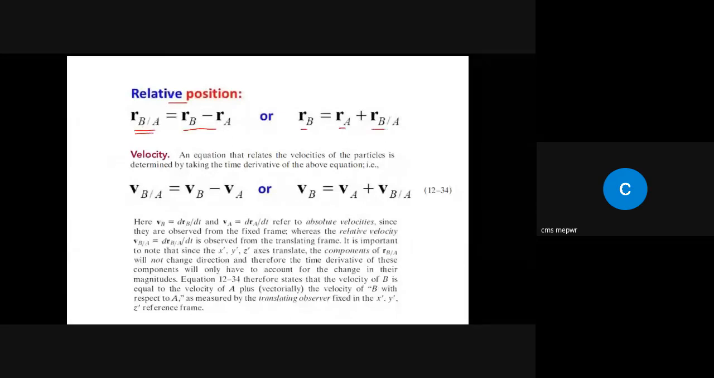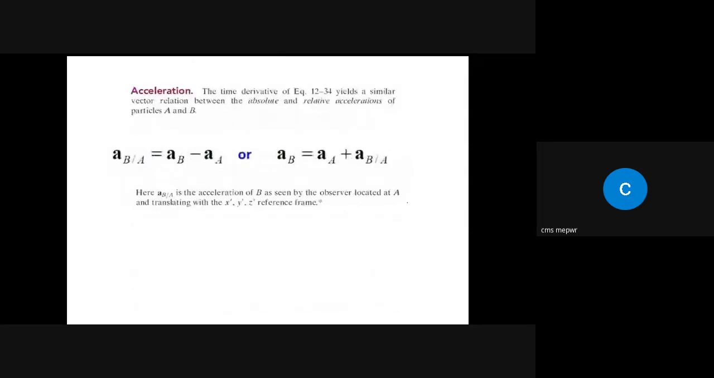When you take the time derivative, you will get VB/A is equal to VB minus VA, or we can rearrange this equation as VB is equal to VA plus VB/A. If you want to find out the acceleration, we know acceleration is the time derivative of velocity. So when you take the time derivative of velocity, you will get the acceleration of B with respect to A, which is equal to the acceleration of particle B minus the acceleration of particle A, both with reference to the fixed origin. In other words, if we rearrange, AB is equal to AA plus AB/A.